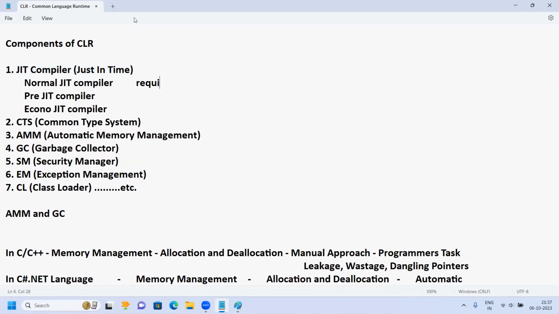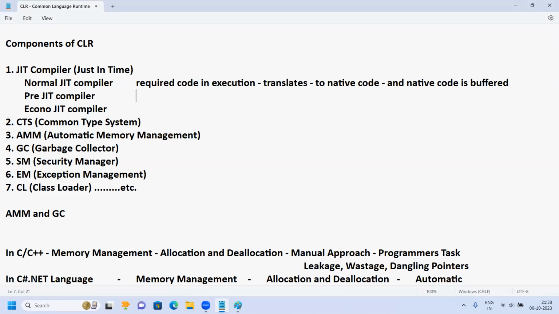What will it do? Required code in execution translates to native code, and native code is buffered. But it is stored. In a buffer it will store. It is buffered, native code.